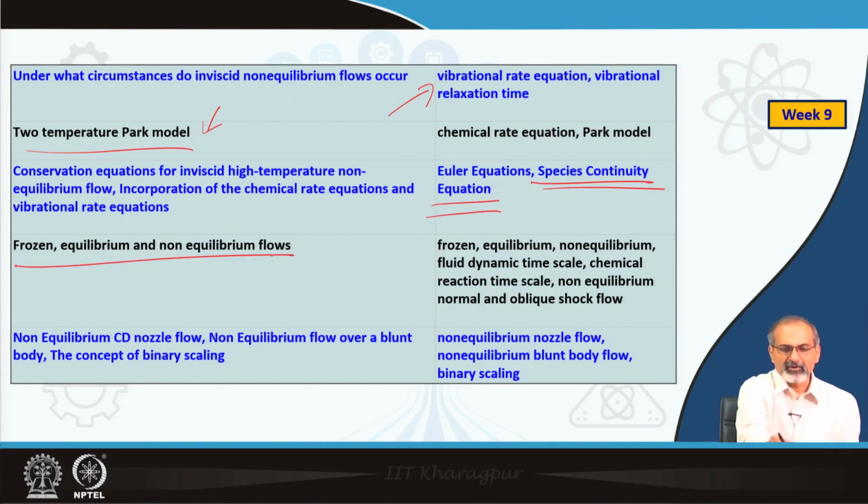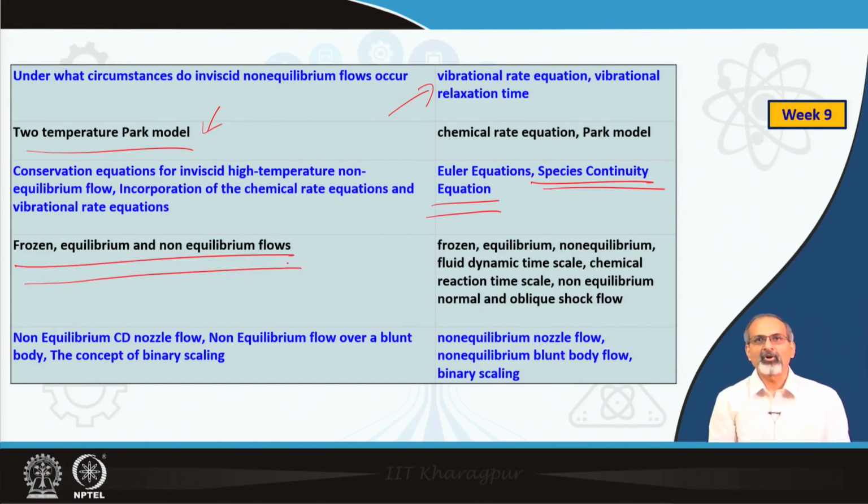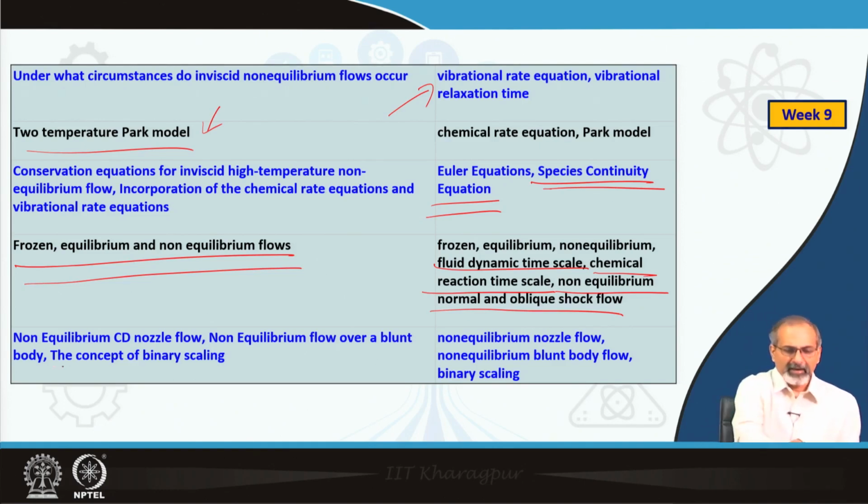We discussed the concept of frozen, equilibrium and non-equilibrium flow in terms of the important relevant time scales, namely the fluid dynamic time scale and the chemical reaction time scale. We discussed non-equilibrium normal and oblique shock flow. How does the flow behave across such discontinuities when non-equilibrium persists? And then we had a discussion about non-equilibrium CD nozzle flow as well as blunt body flow. We briefly introduced the concept of binary scaling.